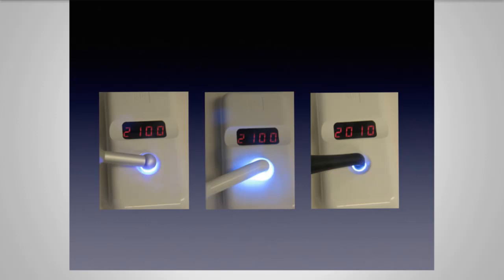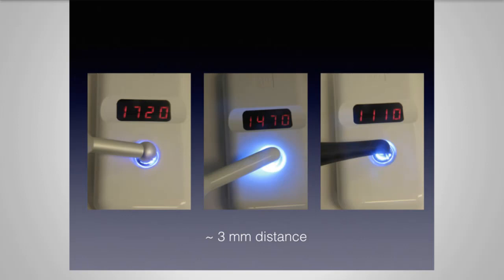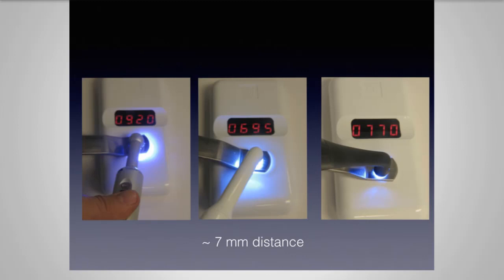But as you begin to move out, you start to lose energy. At approximately 3 millimeters distance, by putting on a measuring washer into the area, we're able to see that the Fusion was able to still maintain around 1720, the Radii Plus 1470, and the Demi lost the most, being at 1110 overall. So, of course, we decided that we needed to push this a little bit further, and we looked at it at about 7 millimeters distance.